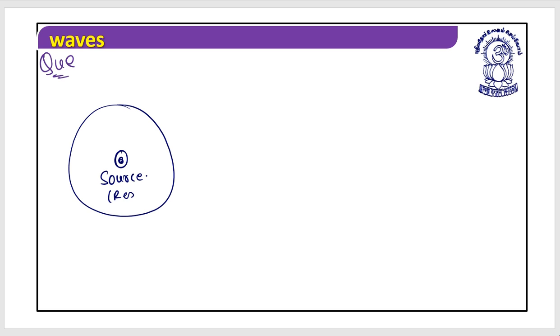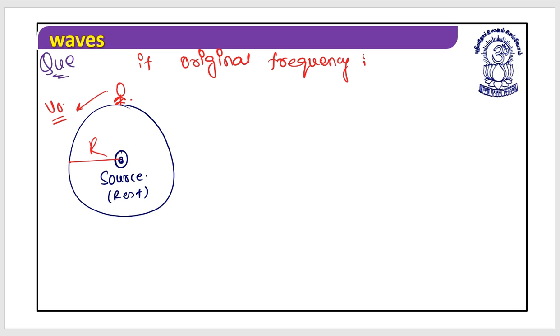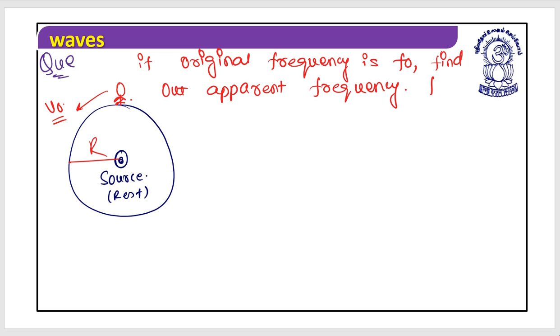Now let's suppose a different situation. There is a circle, and here is the source which is at rest, and you are the observer moving on this circle with speed v0. This is a circle of radius r. If the original frequency is f0, find out the apparent frequency f dash. So this is the requirement.